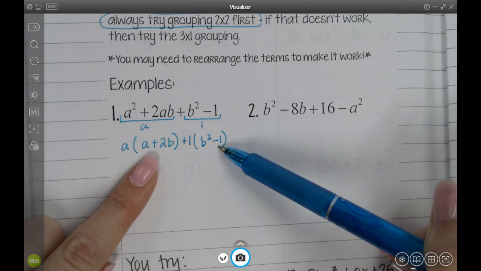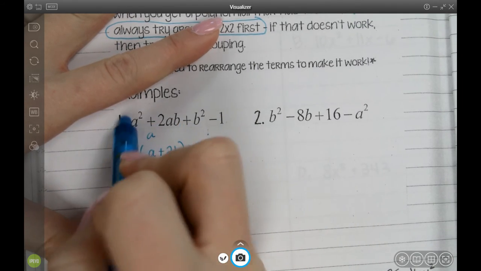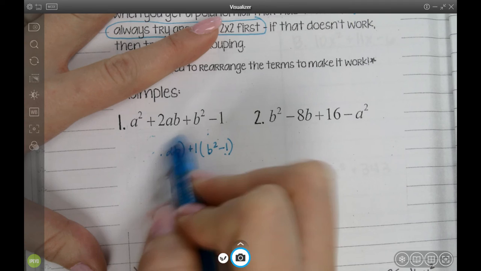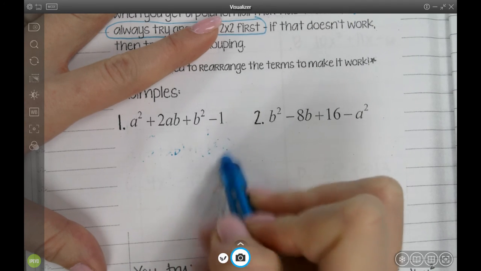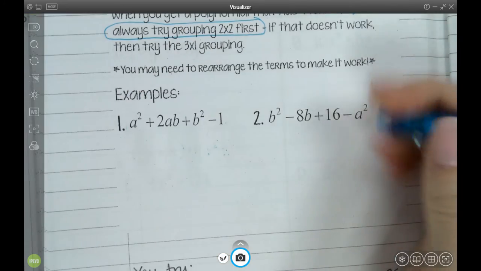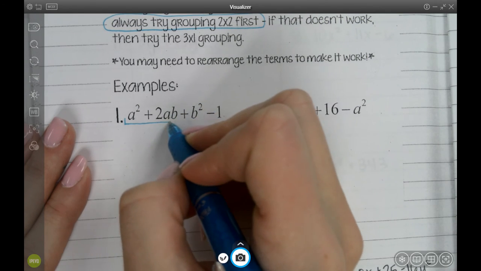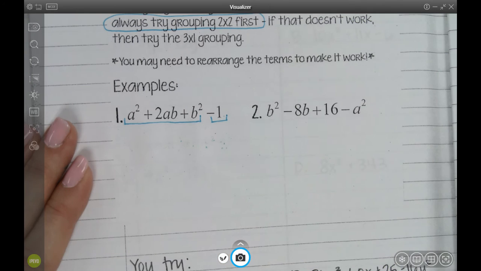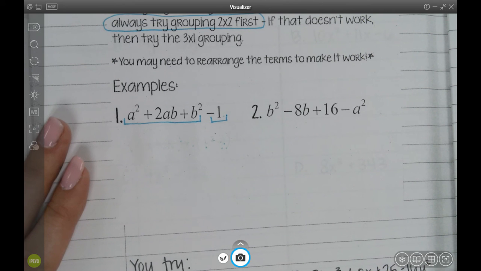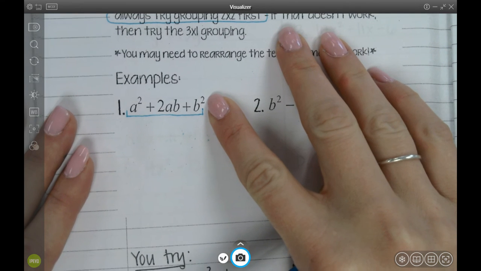So now I'm going to go back and I'm going to try to group it 3 and 1. So I'm going to erase all that. Or you can just mark through it and write under it if you want to. So now I'm going to group it, these 3 terms, and that 1 term. So just like when we grouped 2 and 2, you first just cover up that other group and look at what you've got, right?